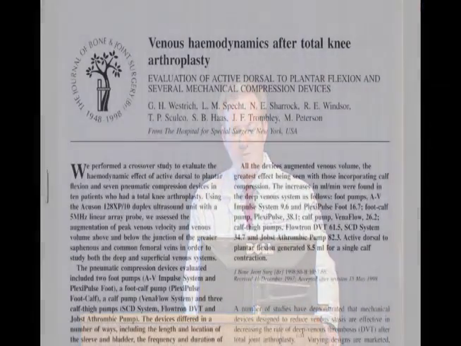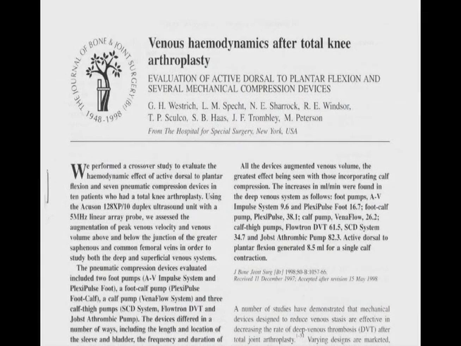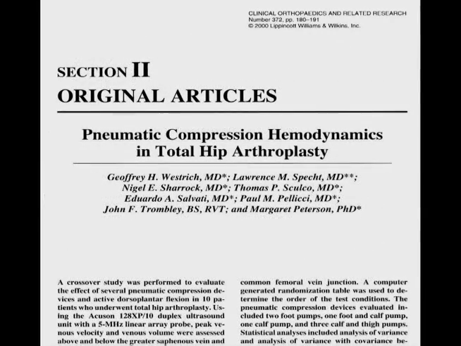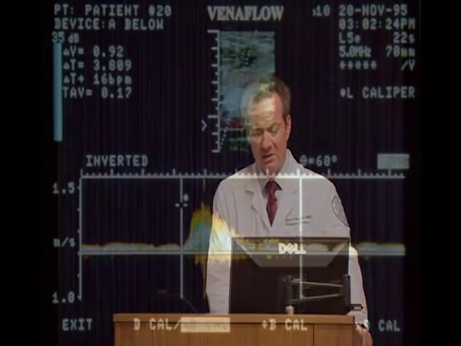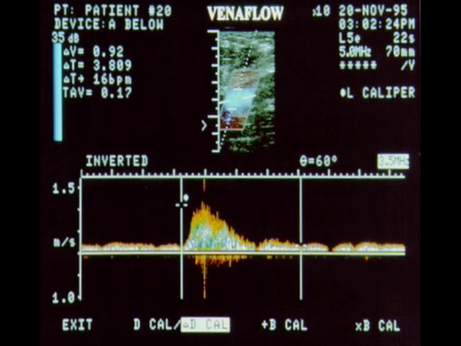This first slide is the study that I published after total knee replacement patients, and the second slide is the study that we published after total hip replacement patients. But basically what we did was in the recovery room after surgery, put on a pneumatic compression device and look at the increase in peak venous velocity. And this is an example of the waveform that we would see using an ultrasound device.